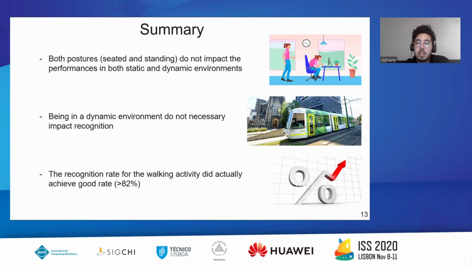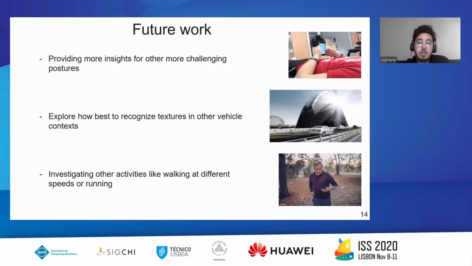However, even if it may look at first glance like using tactile texture while walking in the street is unusual, the recognition rate did achieve a good rate of almost 83%. Consequently, this suggests that tactile texture could be effectively recognized and used by users when walking in the street. And as future work, we consider the study of more challenging or different postures, like lying down, for example.